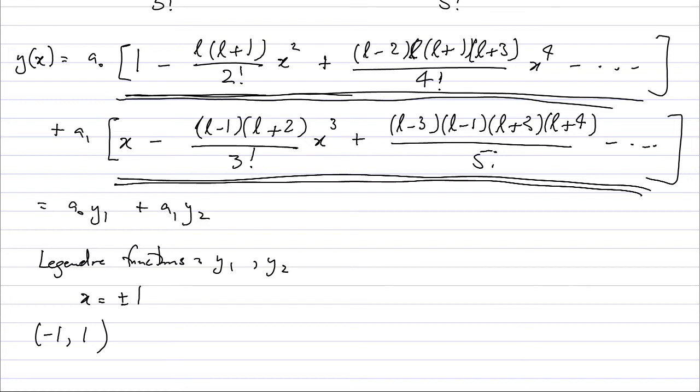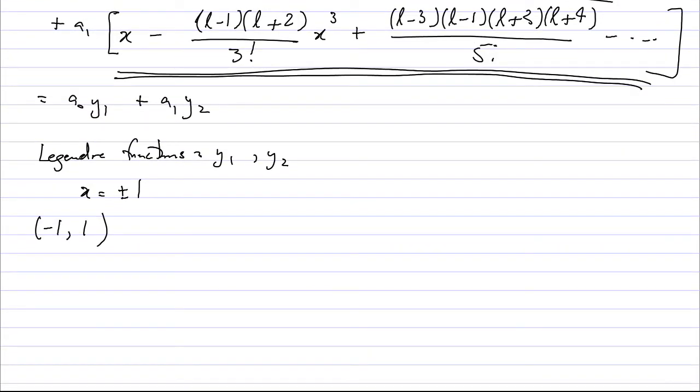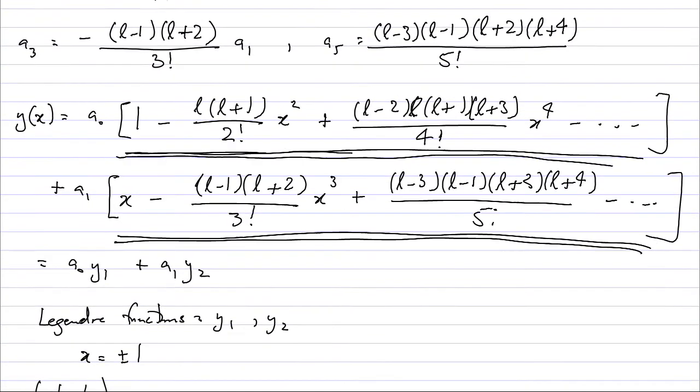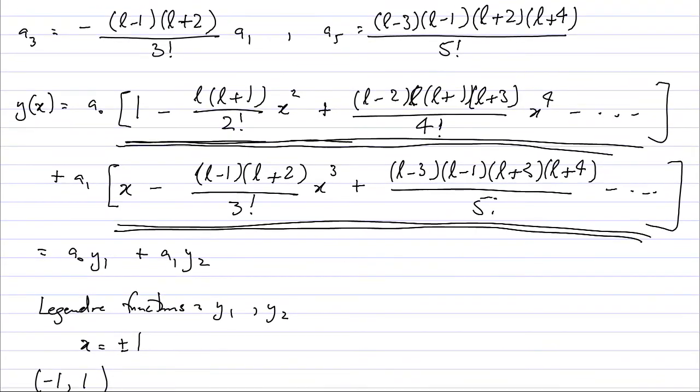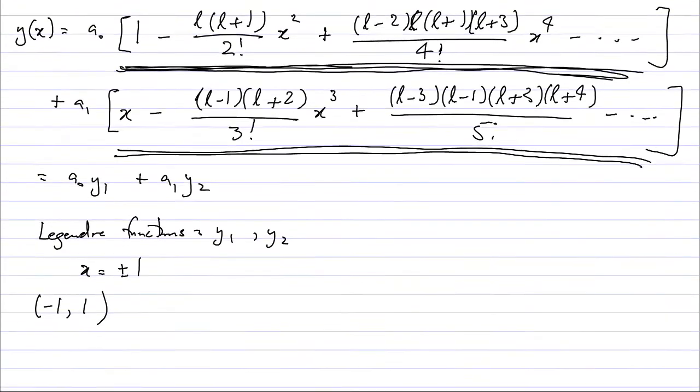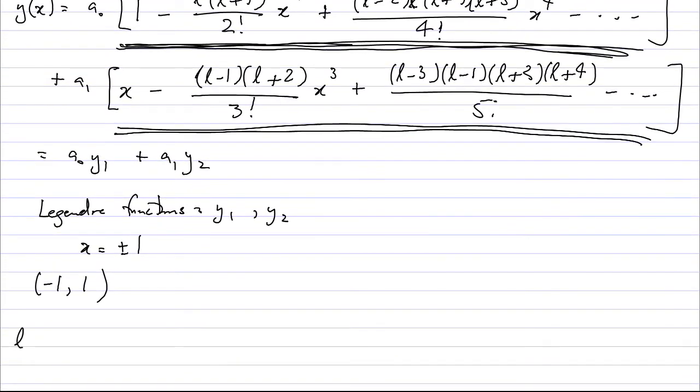However, if l is an integer, if l is a positive integer, or 0, then what happens? Let's see. Well, if l is 0, then if you notice this thing, y1 is simply 1.